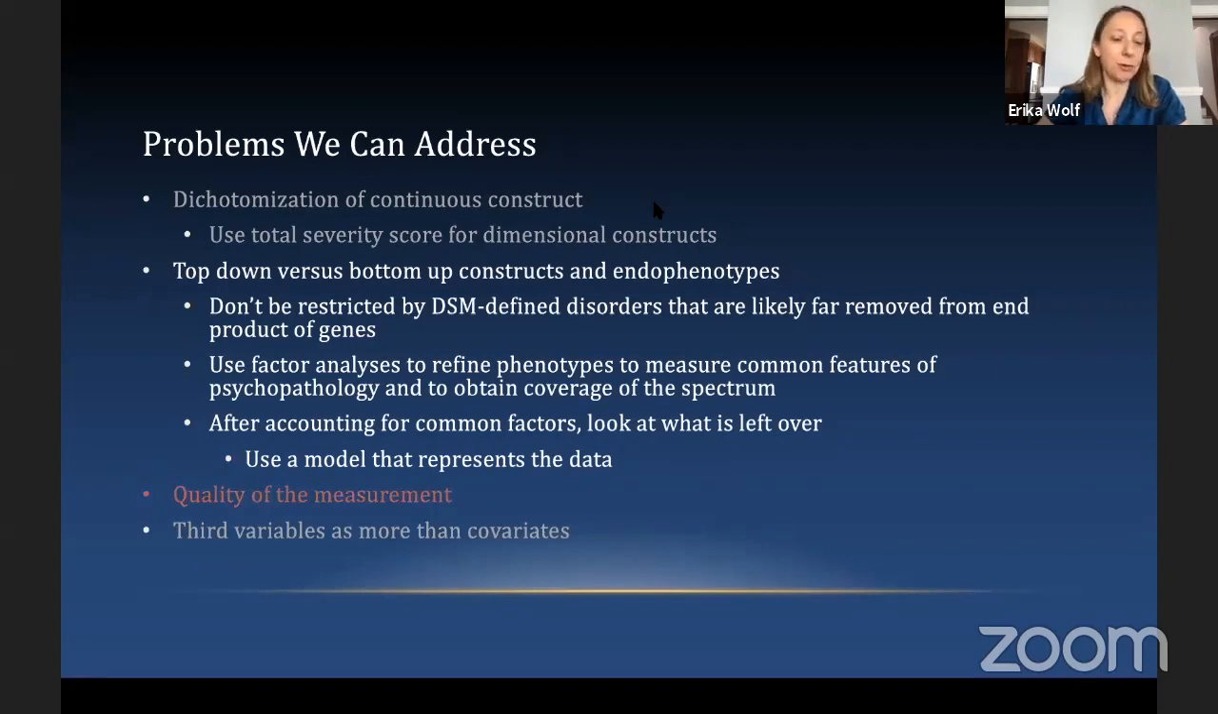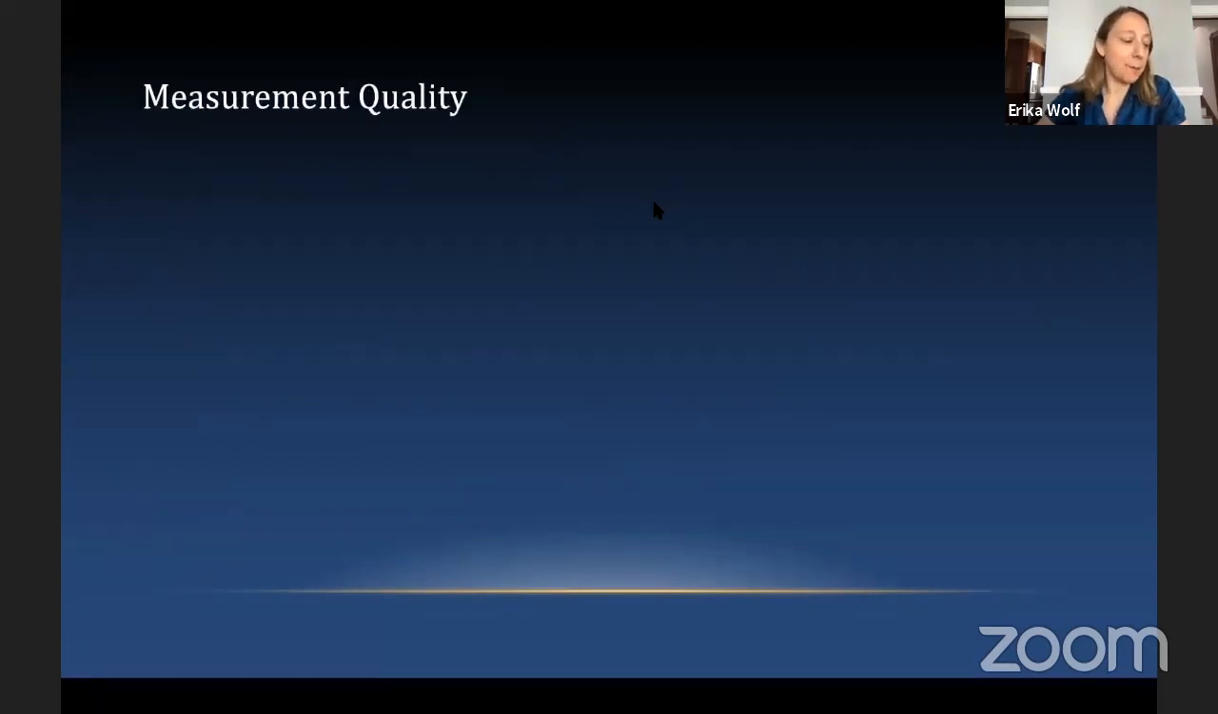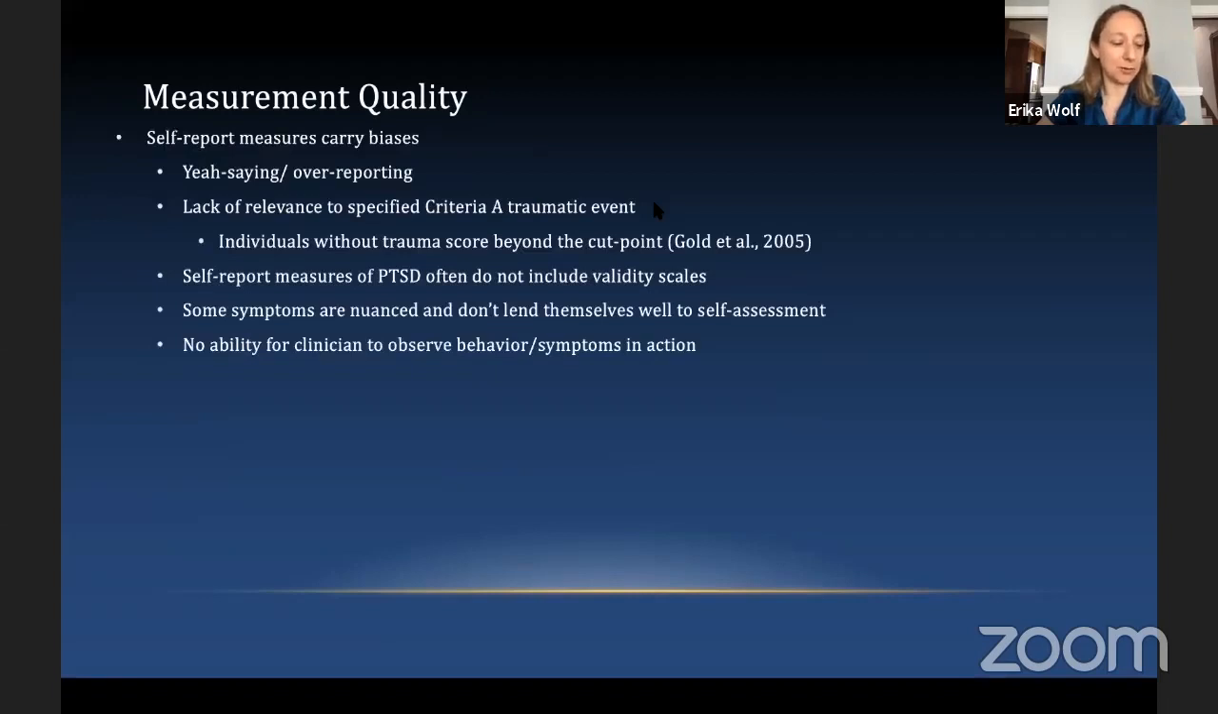So I want to now turn briefly to talk about the quality of the measurement. Self-report measures that we use a lot of the time in our genetic association studies are low cost and easy to administer to lots of people, but the problems associated with them have often been discounted. People seem to think that they're good enough, but in fact, self-report measures are subject to substantial biases, such as yea-saying or over-reporting, and sometimes it might not be clear whether you're studying the genetics of, say, PTSD or the genetics of an over-reporting response style. So this becomes problematic. There's also plenty of evidence that individuals without criterion-level traumatic events can score above the cut point on our measures of PTSD. So it's not really clear what we're measuring at that point.